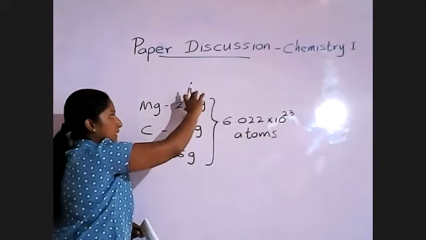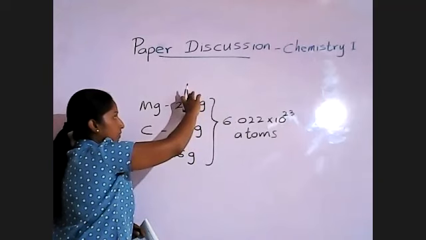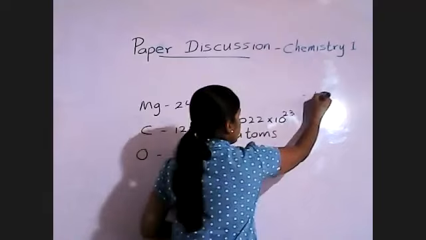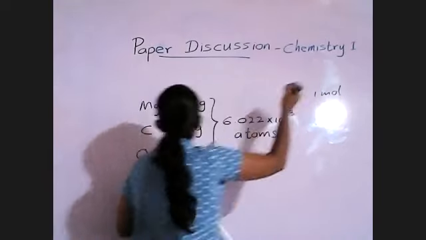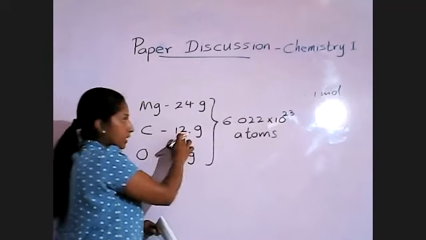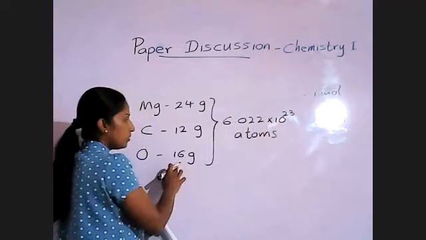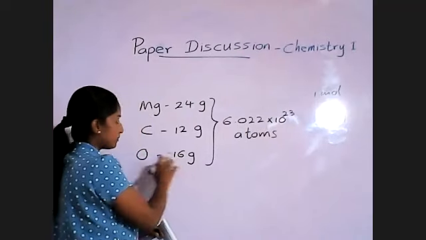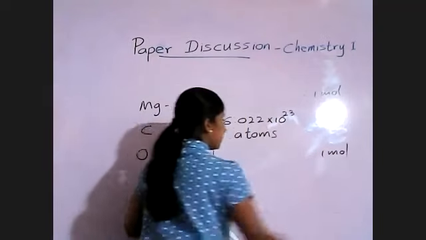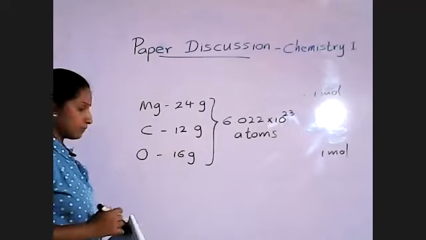And within all these, in 24 grams of magnesium, we say it contains 1 mole of magnesium atoms. Within 12 grams of carbon, it contains 1 mole of atoms. Here also the same, 16 grams of oxygen contains 1 mole of atoms. This is regarding atoms today.